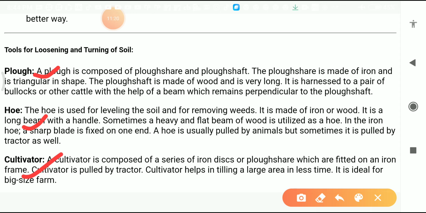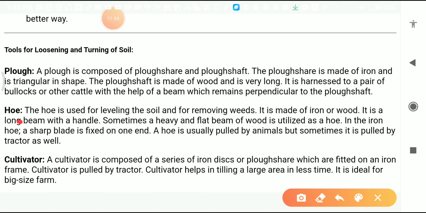The plow is composed of the plowshare and plow shaft. Plowshare is made of iron and is triangular in shape, and the plow shaft is made of wood. It means the bottom part of the plow is called the plowshare, and the upper part of the plow is called the plow shaft, which is made of wood and is very long, and we can use this plow for loosening the soil.